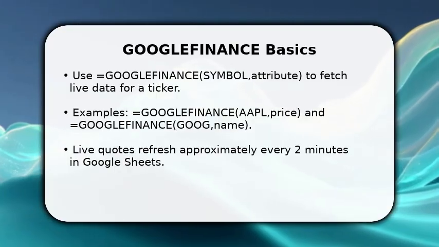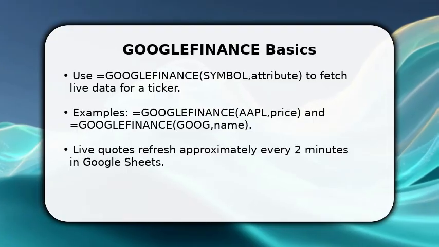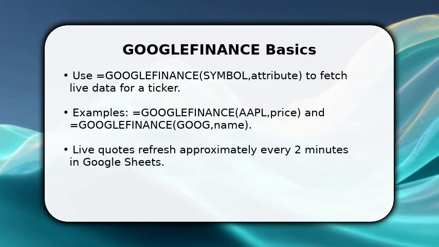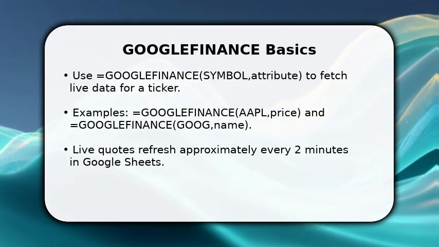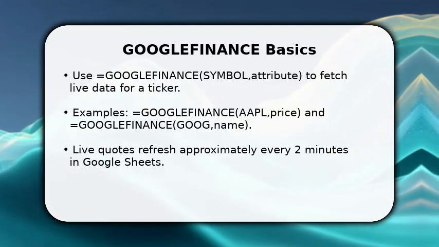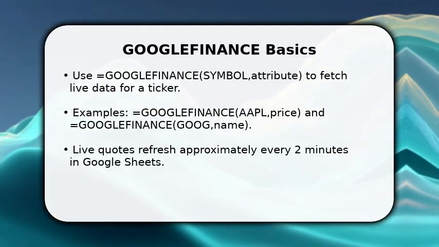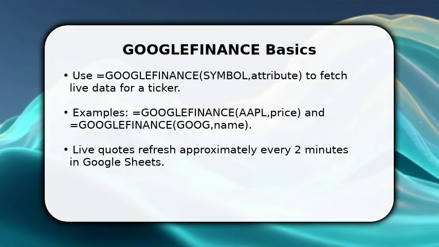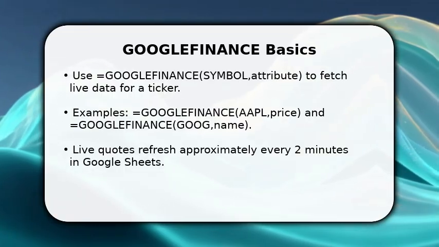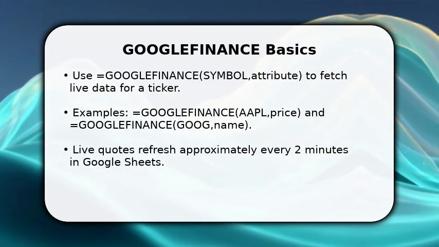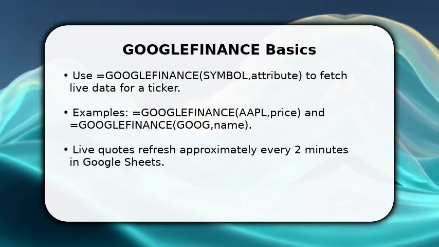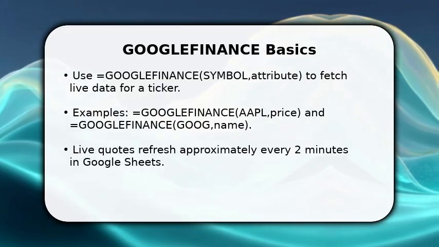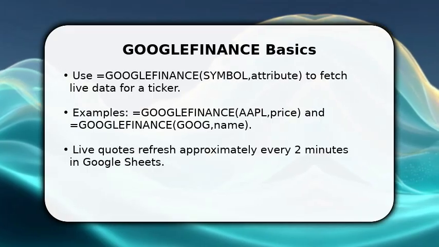Start with the basic GOOGLEFINANCE formula to fetch live market data into Sheets. Use the form =GOOGLEFINANCE(symbol, attribute) for a single value. Put the stock ticker in quotes, like "AAPL", or use a cell reference instead. Common attributes include price, name, market cap, and volume. Examples: =GOOGLEFINANCE("AAPL", "price") or =GOOGLEFINANCE(B2, "name").